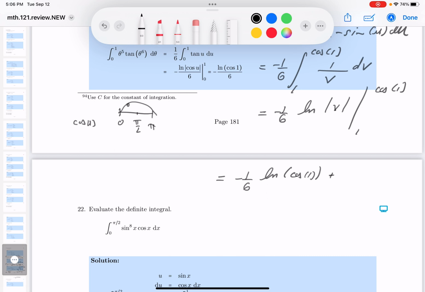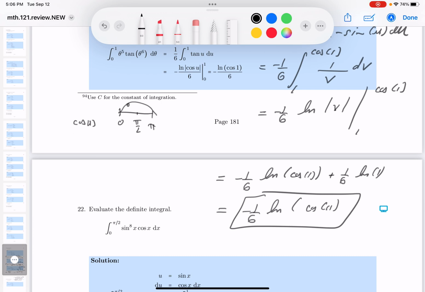Minus of minus is plus 1/6 natural log of 1. Absolute value of 1 is 1. What's nice about that? It's just 0. So I get something pretty easy. I get this, minus 1/6 natural log cosine of 1. Put a box on it, get the red pen out.